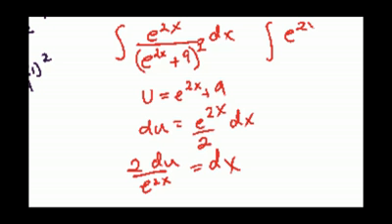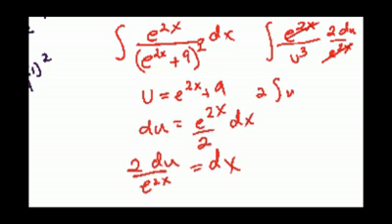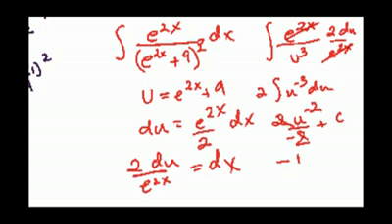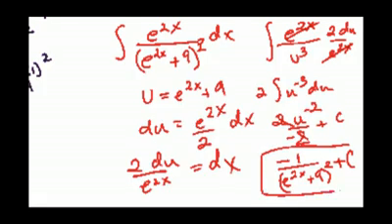We've done enough of these that you should be able to see what I'm doing here. And then the e to the 2x's cancel. So then you get a negative 1 over u squared, and u was e to the 2x plus 9. Okay? So you should be able to flow through these pretty smoothly once you get the hang of it.